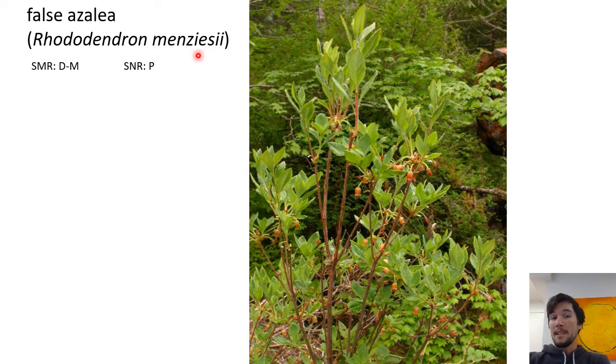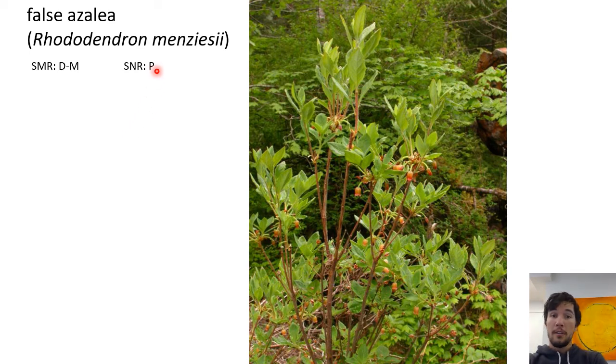What menziesii refers to is a botanist named Archibald Menzies, who sailed with Captain George Vancouver all up and down the coast of the Pacific Northwest in the 1700s or early 1800s. And he really cataloged a lot of the species that were here. So that's why you see that name pop up over and over again.